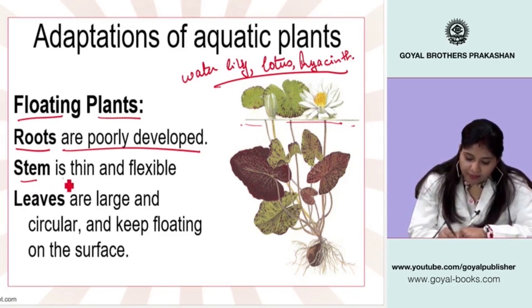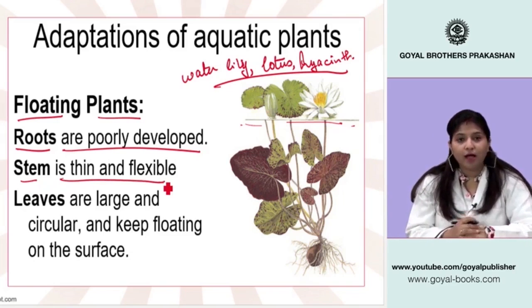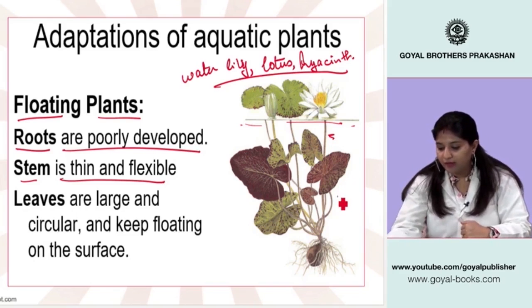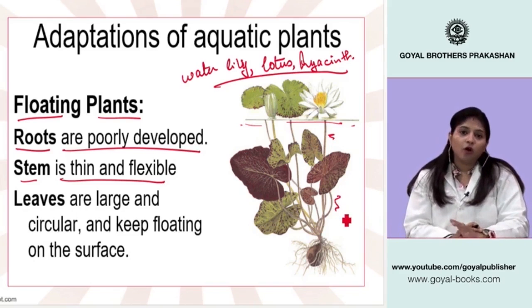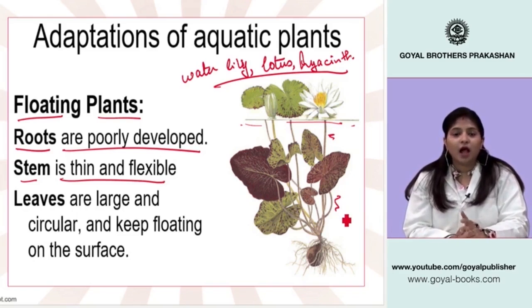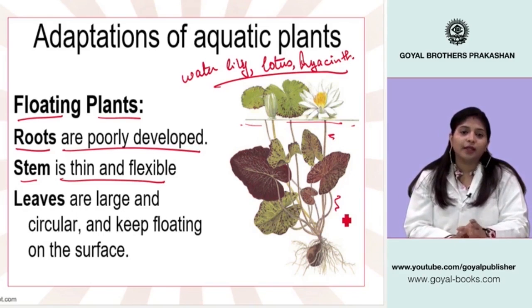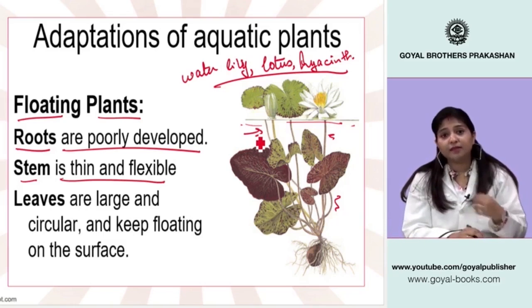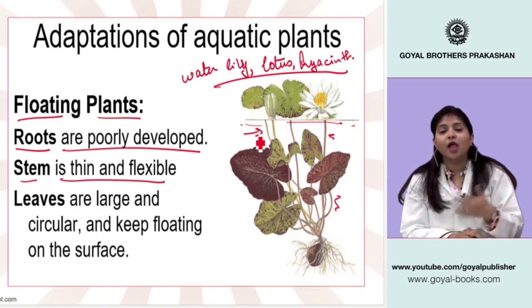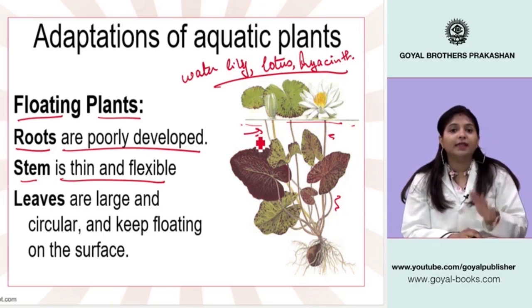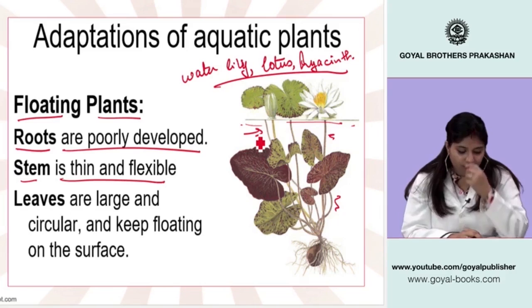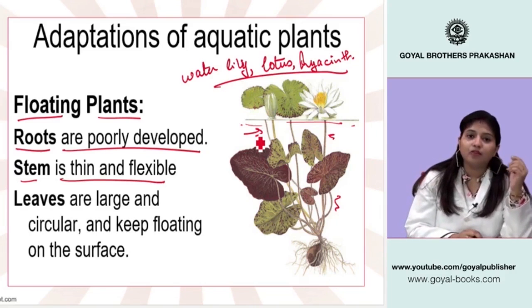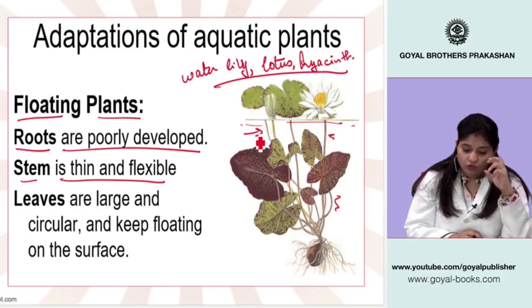Then you have stem. These are thin and flexible. Why are they thin and flexible? As you can see, these are very thin and flexible because if they are really hard, these plants will not be able to float, and because of the water current, it can break. So what will happen if the stem is thin and flexible? It can sway according to the water current and it can bend, right? So this is the reason why the stem is seen to be thin and flexible.